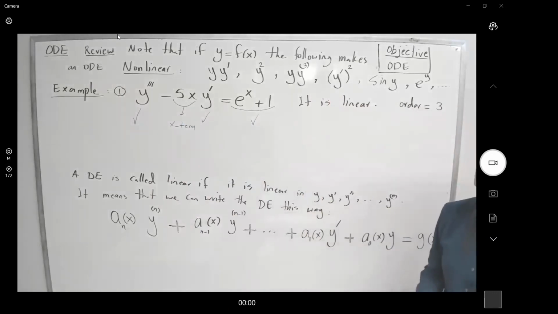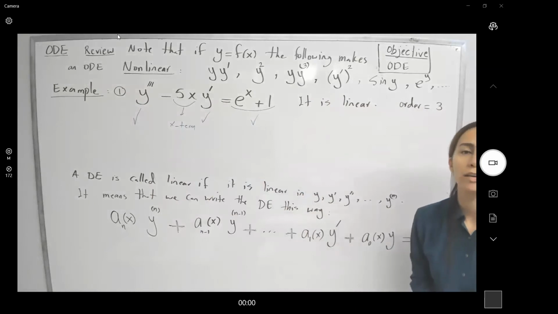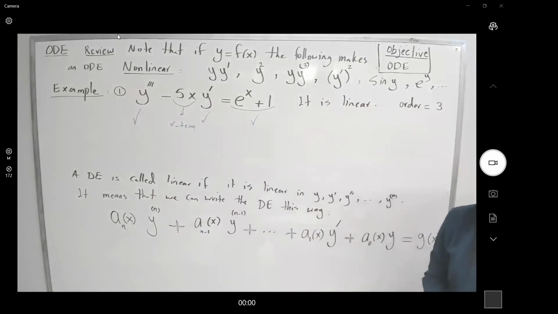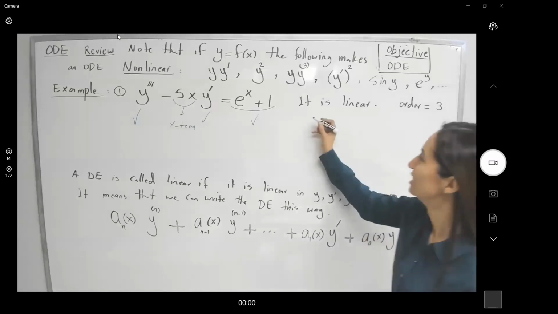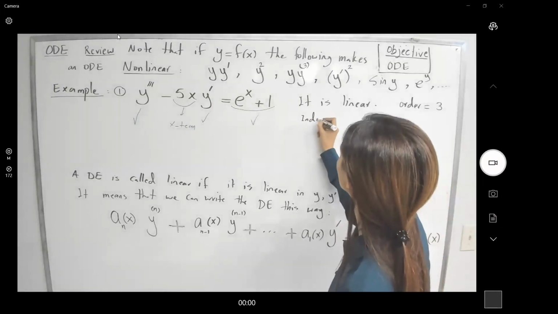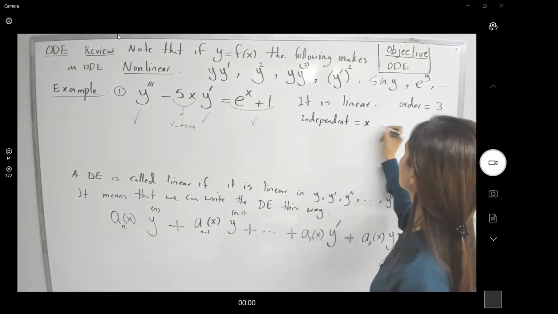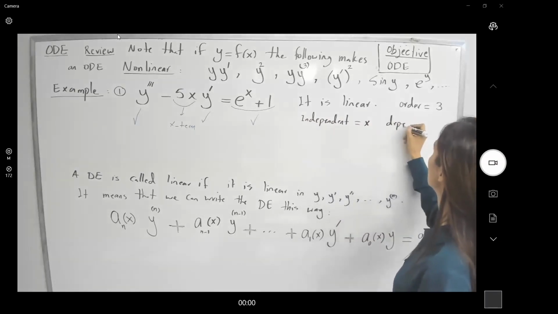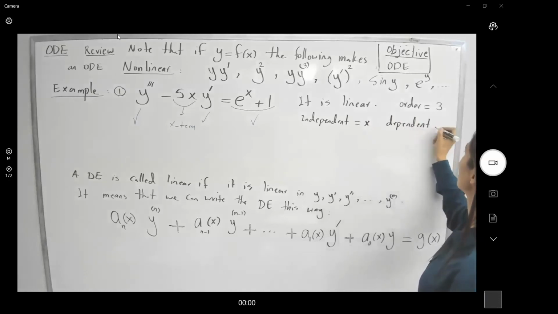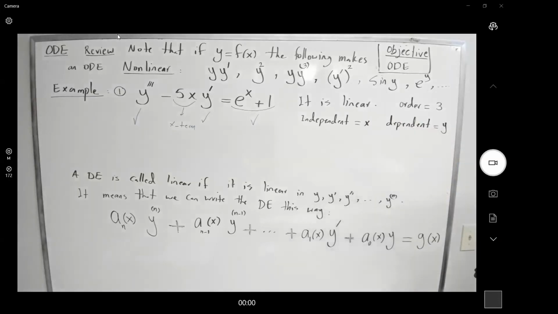Well, you might say, I can identify the independent variable, which is x, and the dependent variable, which is y. This is the very first example.